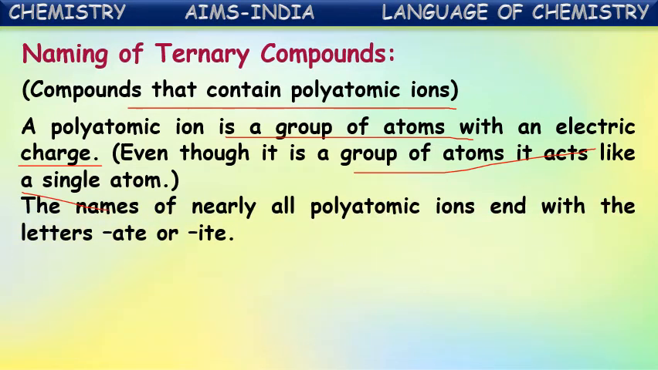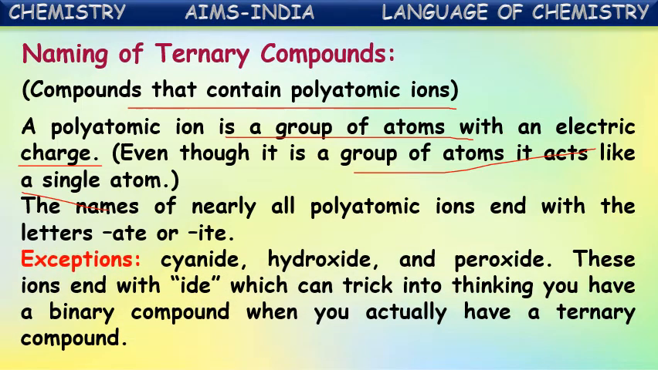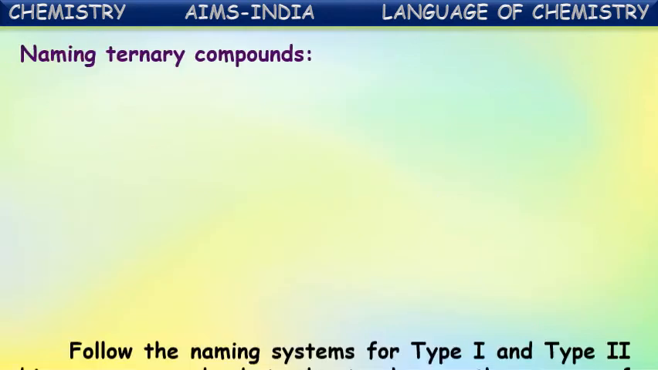The names of nearly all polyatomic ions end with the letters ate or ite. Exemptions: cyanide, hydroxide, peroxide. These are the exemptions. These ions end with ide, which can trick you into thinking you have a binary compound when you actually have a ternary compound. Because of the ide present in them, you might not think those are ternary compounds, but they are exemptions. Let us see naming ternary compounds.